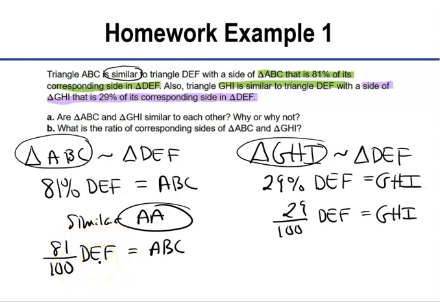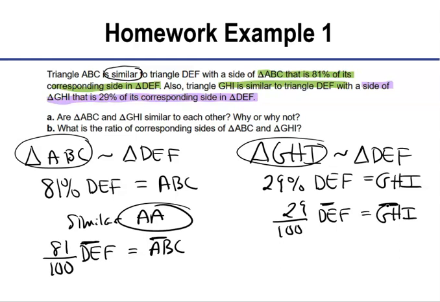Now, if you were looking at the textbook version of this explanation, they're really not going to write DEF. They're just going to pick one of those sides, like DE, and one of these sides, like DE, and one of these sides, like AB, and one of these sides, like GH. That is really a much more appropriate thing to write. So that's what I'm going to start writing now.